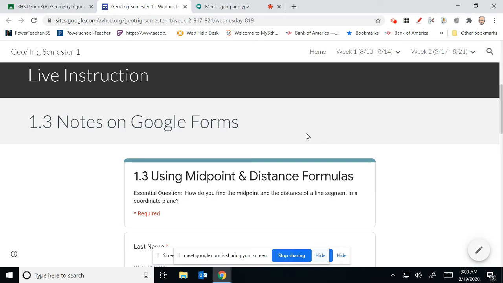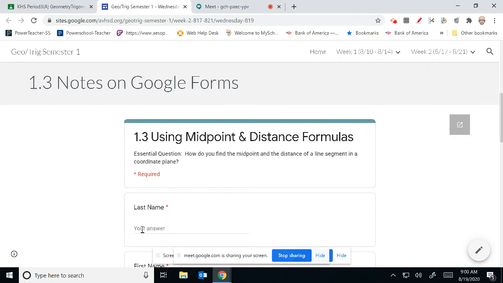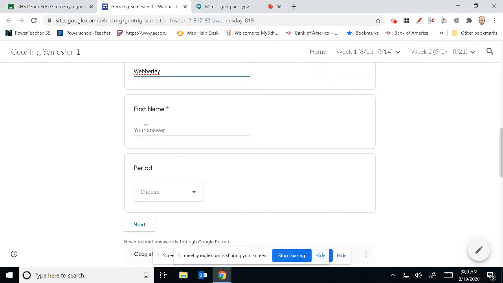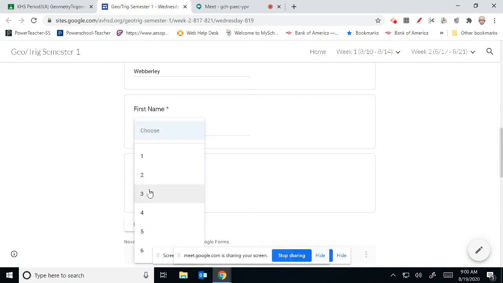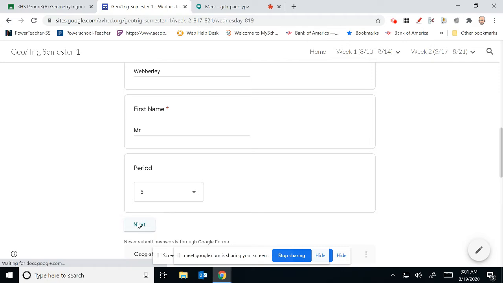As you look at that page, you can see the essential question. And that would be, how do you find the midpoint and distance of a line segment in a coordinate plane? Okay, so fill in your last name and your first name, and then choose the period, 3 for you guys, and hit next.